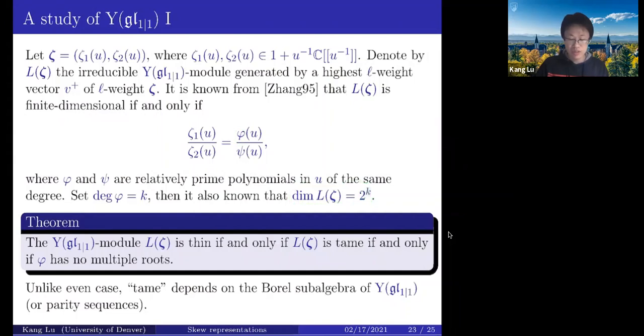And in this case, the module is same if and only if it is tame, if and only if phi has no multiple roots. That's the statement. And one thing which I would like to say is this is quite different from the even case. The tame property depends on the choice of your Borel subalgebra, because the Borel subalgebras are not conjugate to each other. So it depends on the Borel subalgebra. For example, here I got this because I'm using the parity sequence 1, -1. If I change it to -1, 1, then instead of considering this polynomial, I have to consider this one. So it means if I take another Borel subalgebra, then it's tame if and only if psi has no multiple roots. Okay, so I will stop here.